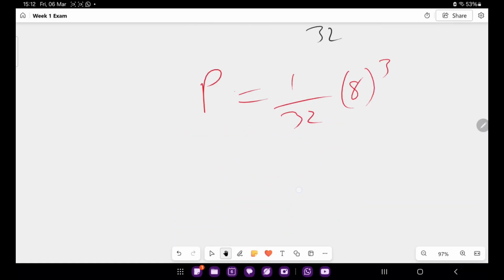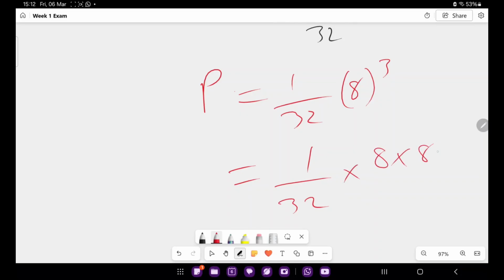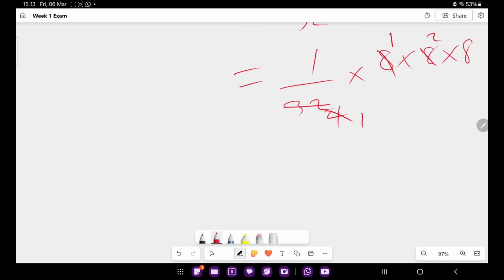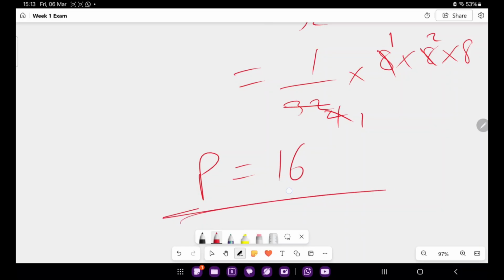This is a paper 1 question, so we don't have a calculator. We cannot use a calculator. So we say times 8 times 8 times 8. I'm thinking, can 8 get into 32? Yes, 8 can get into 32. So I'm going to divide 8 there. Cancel 8 here, 4. Then 4 can get into 8 twice. So 2 times 8, we get 16. So p is equal to 16. Yeah, that's our answer.